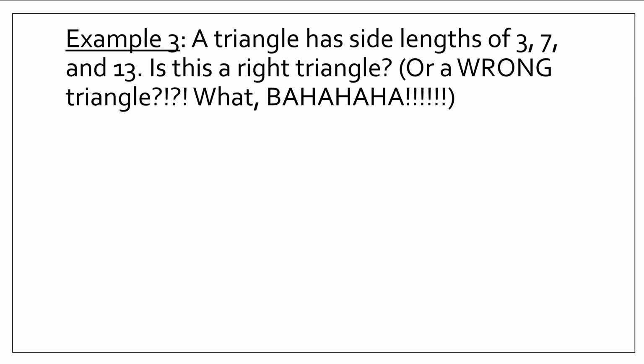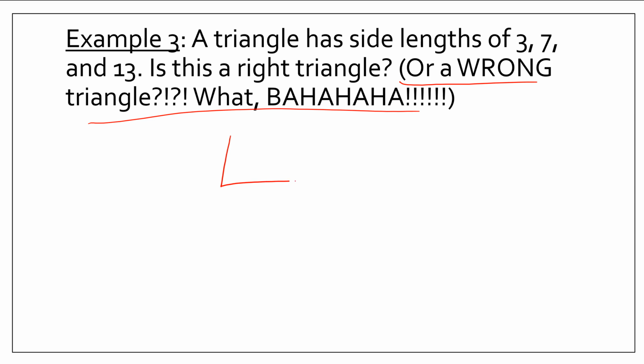Okay, I have one more example. A triangle has side lengths 3, 7, 13. Is it a right triangle? And then I wrote a really bad joke that I'm not going to repeat because I actually hate bad jokes, but I thought of it and I wanted to draw attention to it. This is a bad joke. Boo.